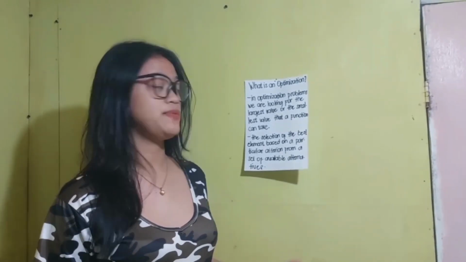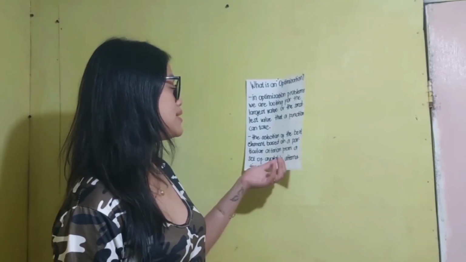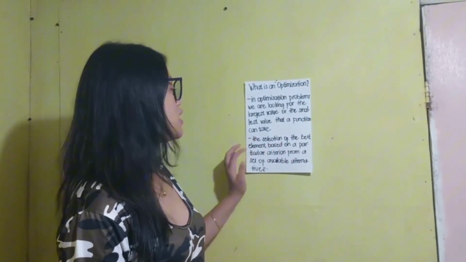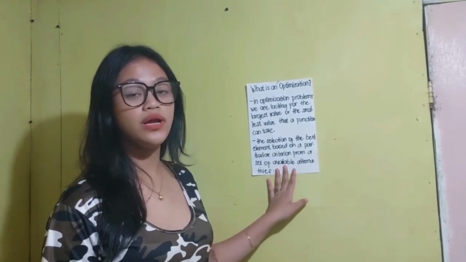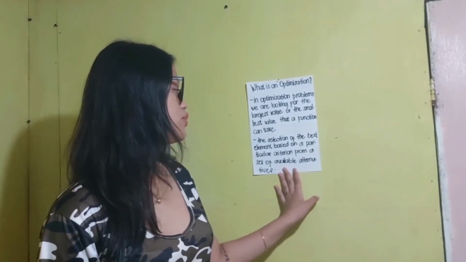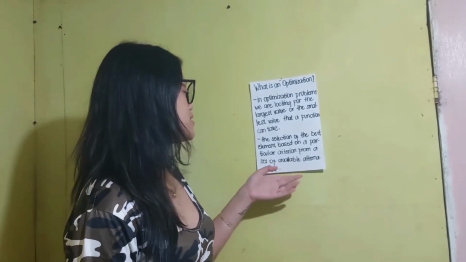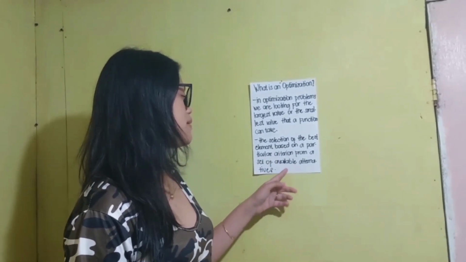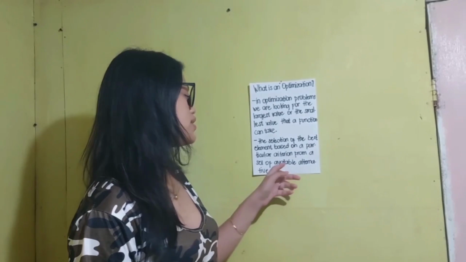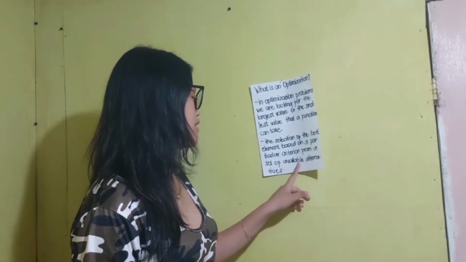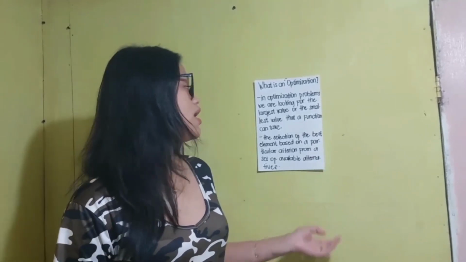First thing, I'm going to explain to you what optimization is. In optimization problems, we are looking for the largest value or the smallest value that a function can take. It is the selection of the best element, based on a particular criterion, from a set of available alternatives. That's all about optimization.